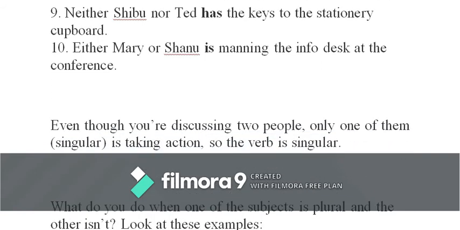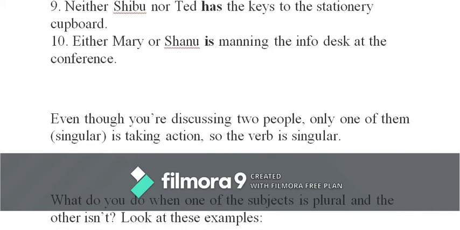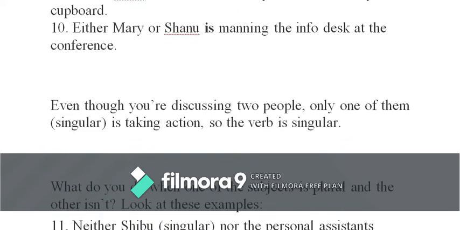What do you do when one subject is plural and the other isn't? Now I believe it is becoming slightly challenging. Earlier we had seen two subjects connected with either/or and neither/nor. Now let us see, one subject is singular, the other is plural. But it also depends where it is placed in the sentence.